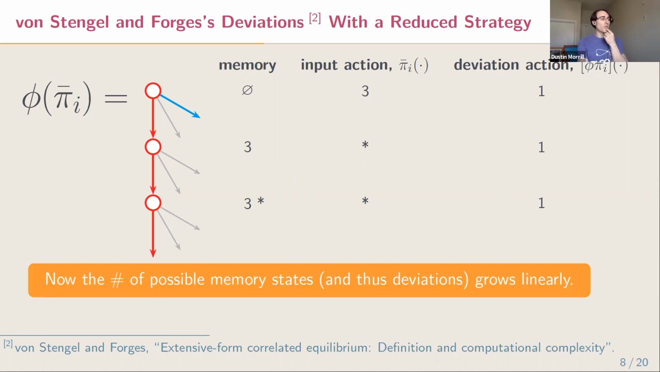But notice now the number of configurations of this memory state string grows only linearly, which means the number of deviation functions that you can actually represent here only grows linearly with depth as well. So this is how people have made these deviation functions efficient to deal with in the past.